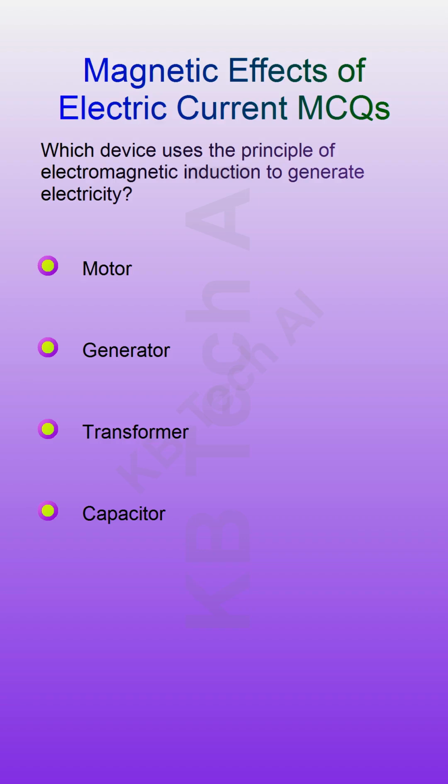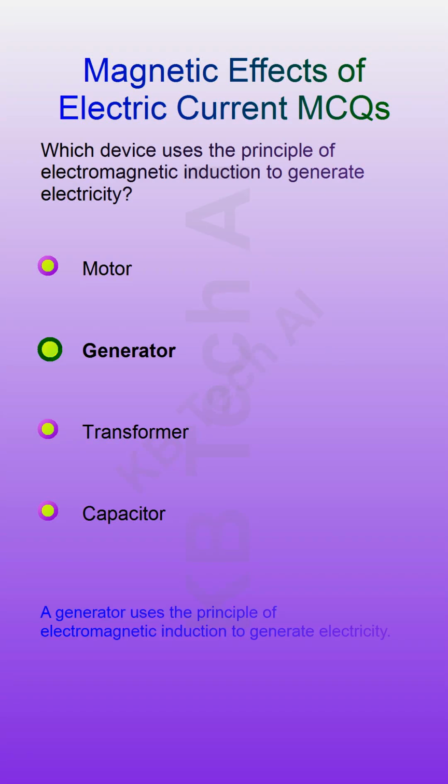Which device uses the principle of electromagnetic induction to generate electricity? Option 1, motor. Option 2, generator. Option 3, transformer. Option 4, capacitor. The answer is, option 2, generator.